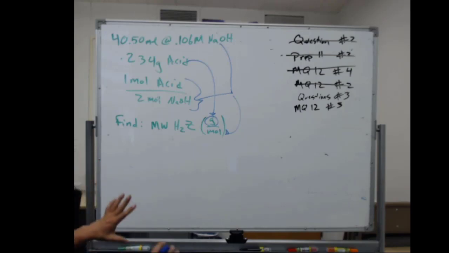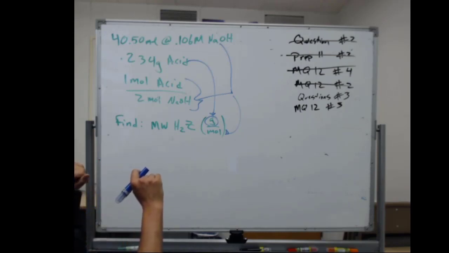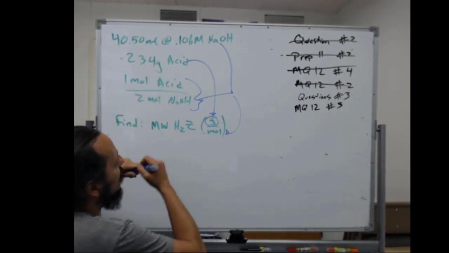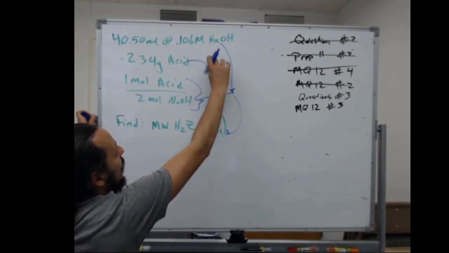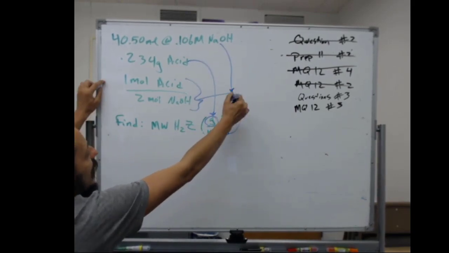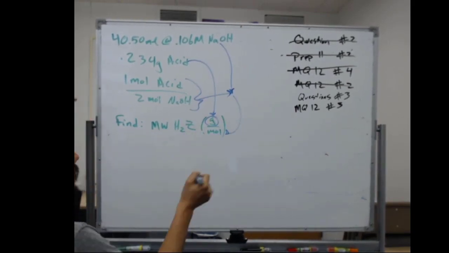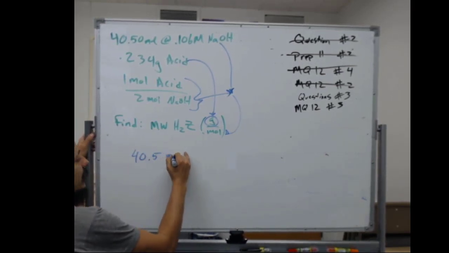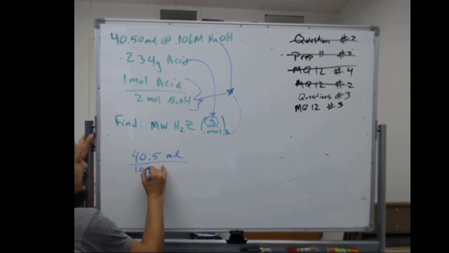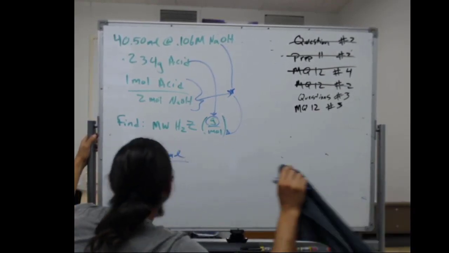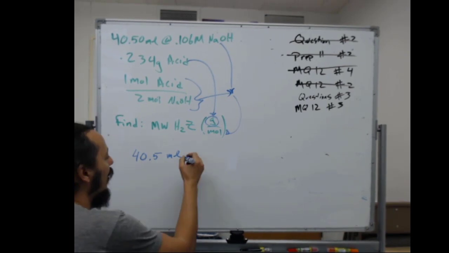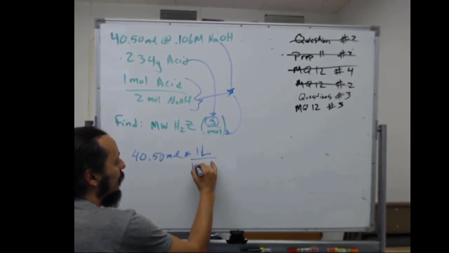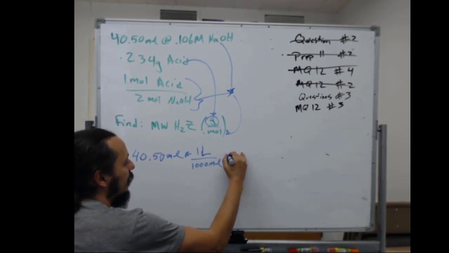So, we've got the grams already, we're just going to worry about the moles. I'm going to take my NaOH, do this first step to get to moles of NaOH, and then I'll use the second step to get over to the acid. So I'm going to have 40.5 milliliters. I already know I'm going to want to divide by 1,000, but I'll just do all the steps: 40.5 milliliters times 1 liter for every 1,000 milliliters.